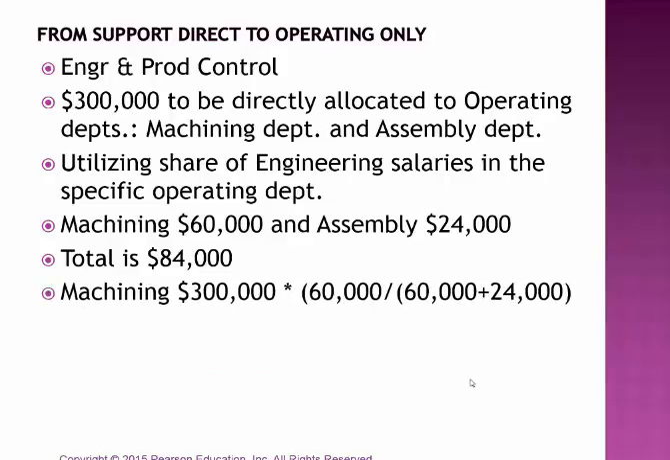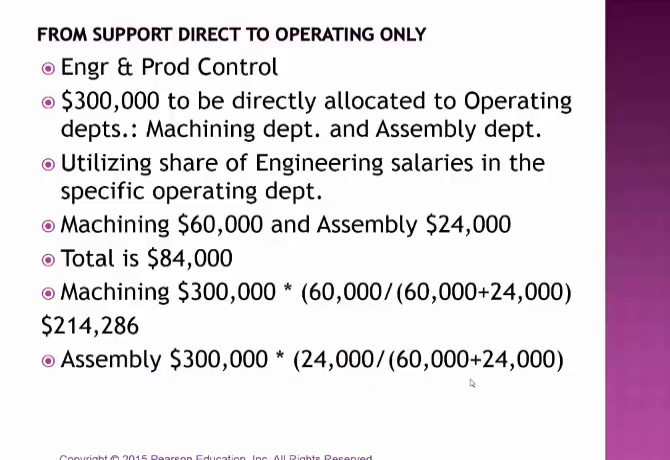Again, $300,000 total. A certain percentage of that is going to get allocated to machining, and the remaining amount is going to get allocated to assembly. So here's your math. 60,000 over 84,000 equals a certain percentage. Take that, multiply it times 300,000, and you get 214,286. What goes to assembly? We can do it with the formula, or you can do it like this. 300,000 minus 214,286 equals a number.